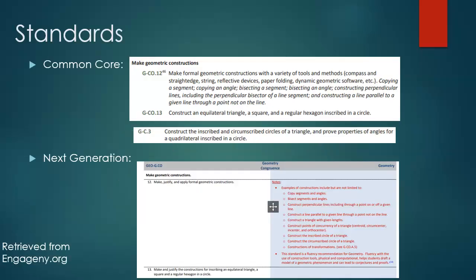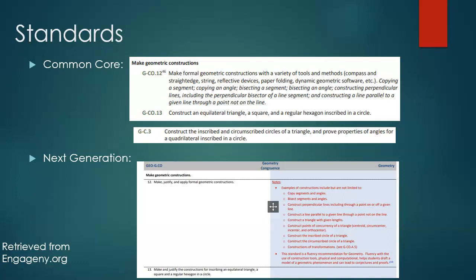I have listed both the Common Core State standards as well as the Next Generation standards, which will replace the Common Core standards in New York State beginning in the year 2020-2021. The Common Core standards state that students should make formal geometric constructions with a variety of tools and methods, construct an equilateral triangle, a square, and a regular hexagon inscribed in a circle, construct the inscribed and circumscribed circles of a triangle, and prove properties of angles for a quadrilateral inscribed in a circle.